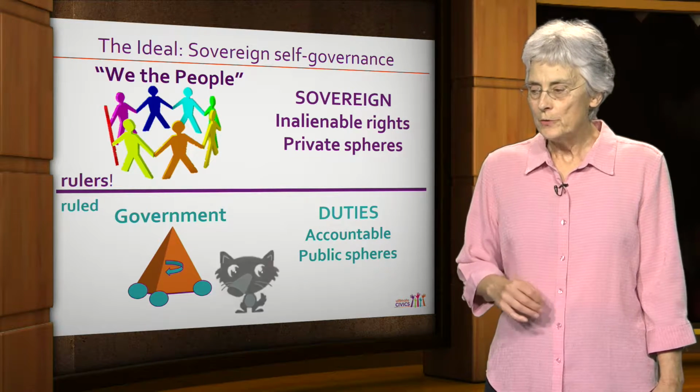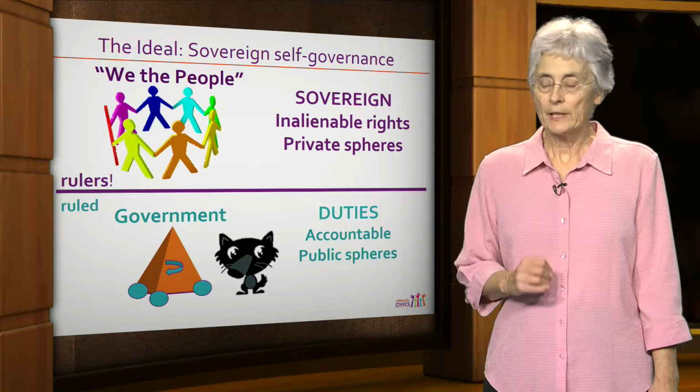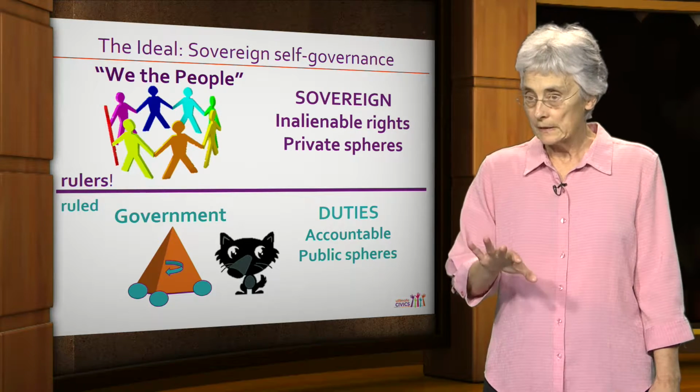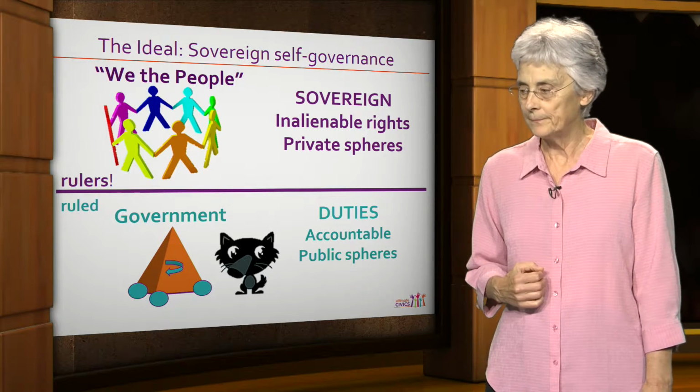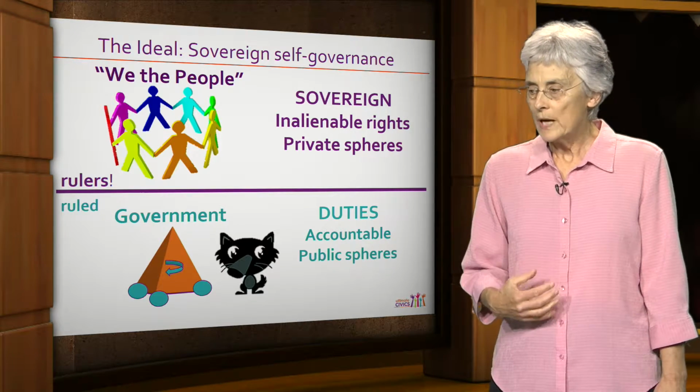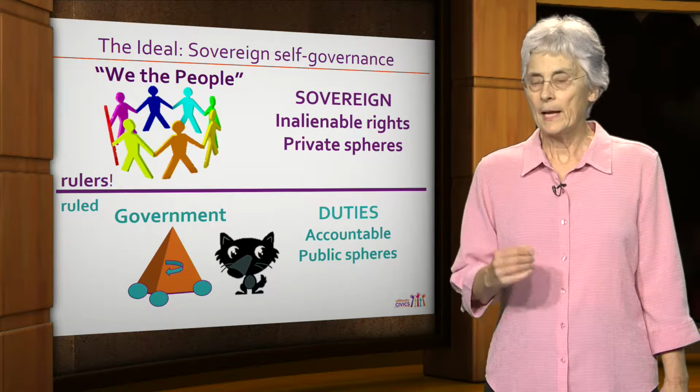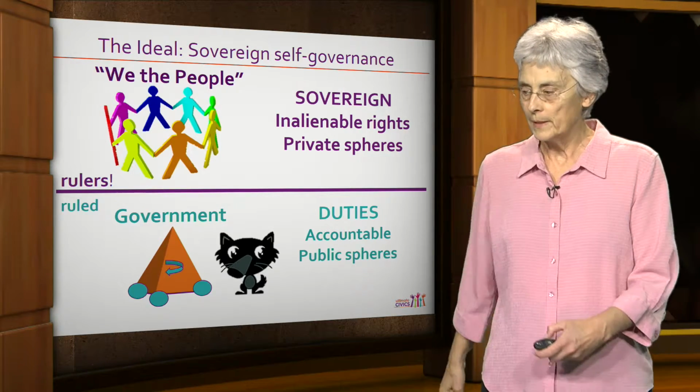Now, the founders knew that any government had the potential to get corrupted. So this little wolf is a reminder that we must pay attention to what we have created. We use our power to constantly limit and curb the power of our government.